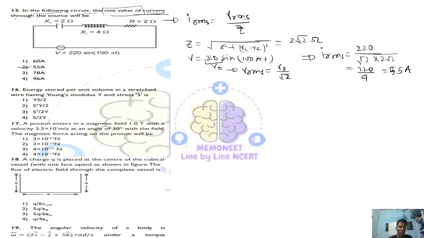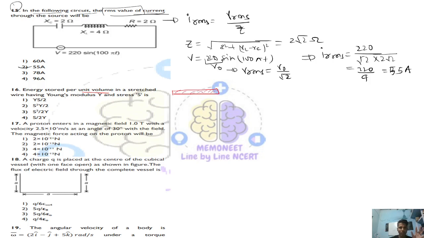So option second will be the correct answer for question number 15. Now moving to the next question. The question is energy stored per unit volume in a stretched wire. It is telling about the stretched wire. It's a question of Young modulus or stress strain. You need to understand the relation about it. It's a concept based question.